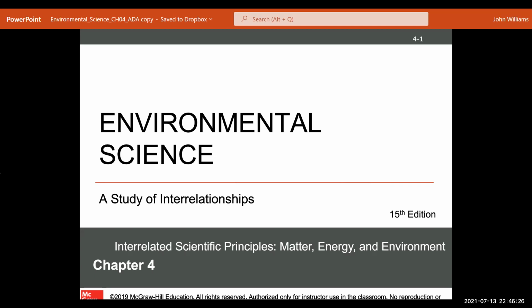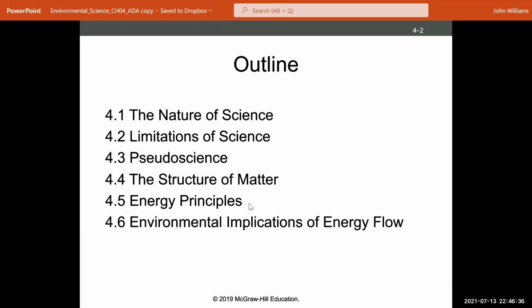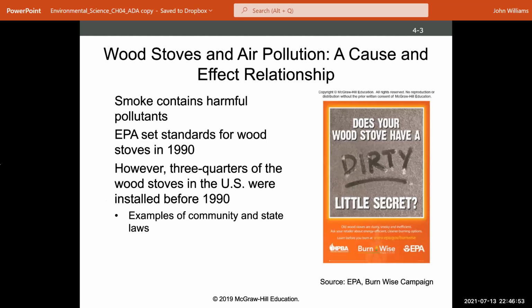Right, so we're just going to use this chapter as a basic foundation for some of these scientific principles. Okay, so we're going to first go over the nature of science. We're going to talk about some limitations that it has, pseudoscience, the structure of matter, and we're going to look at the principles of energy, and then we'll look at energy flow in the environment and some implications of that.